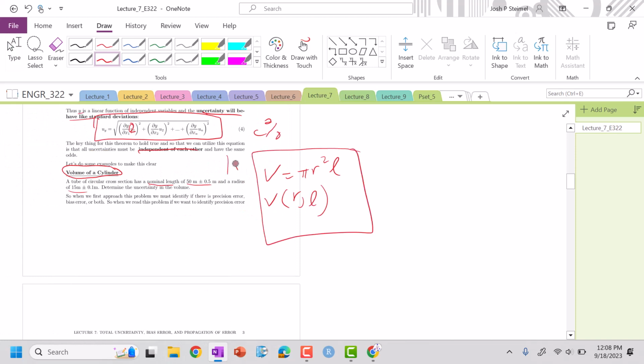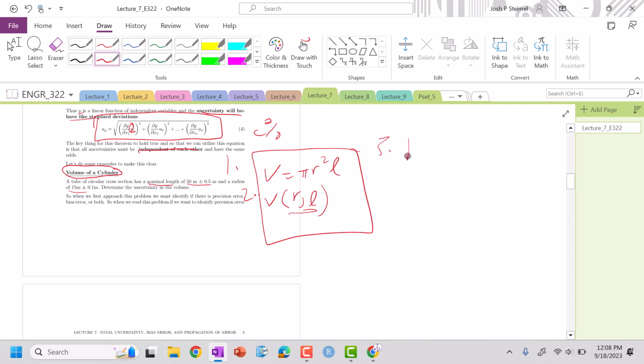Whenever we're looking at a problem like this, one, it's important to have our fundamental equation. So write out what our fundamental equation is here, that's volume, and two, what are the variables in this expression? Now, the next step is, do we have bias error or precision error or both?